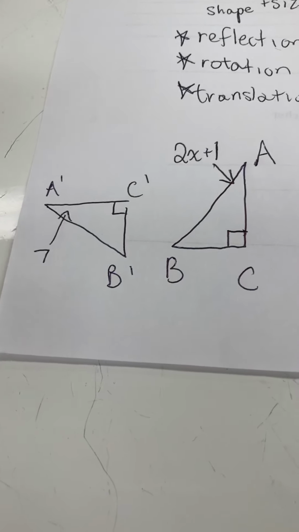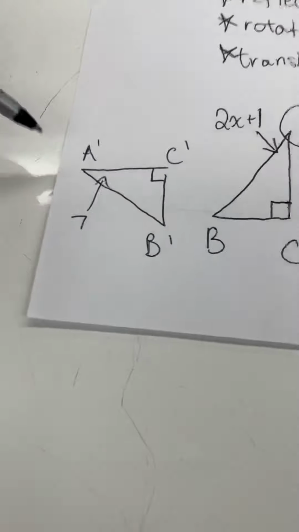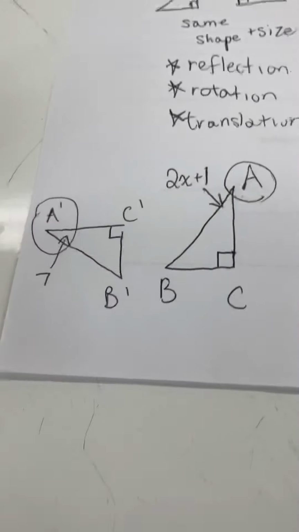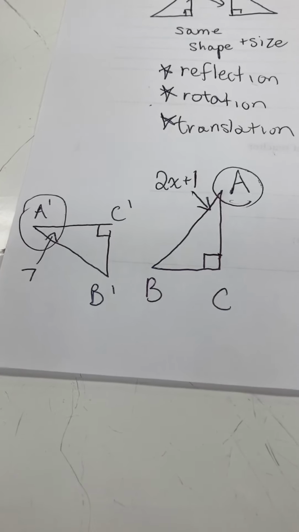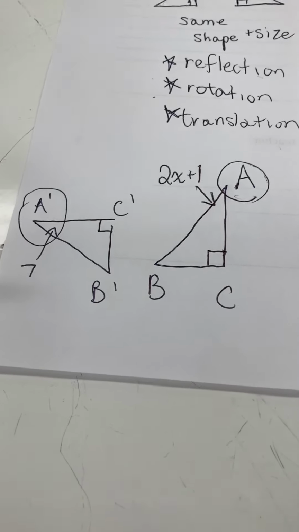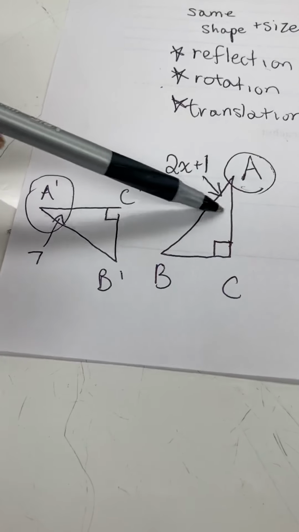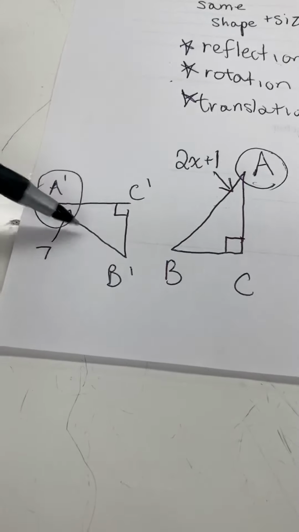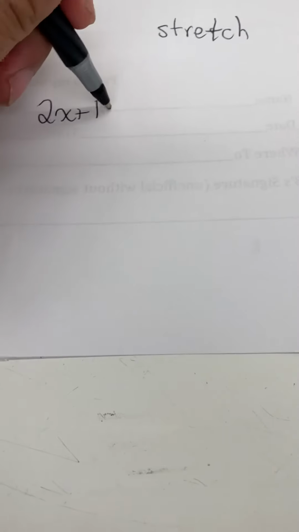Well, consider first, what is the relationship between A before and A after? Because this is a rotation transformation, the shape and the size doesn't change. So that means that this angle, 2x plus 1, and this angle, 7, should be equal because they really haven't changed, which gets us that 2x plus 1 is equal to 7.